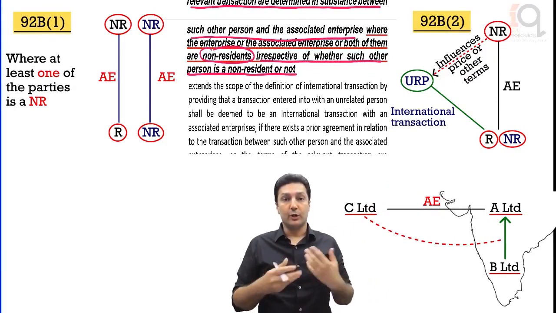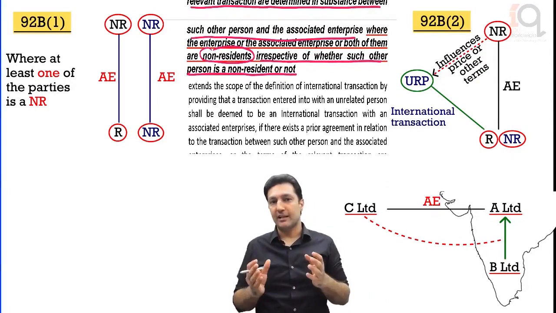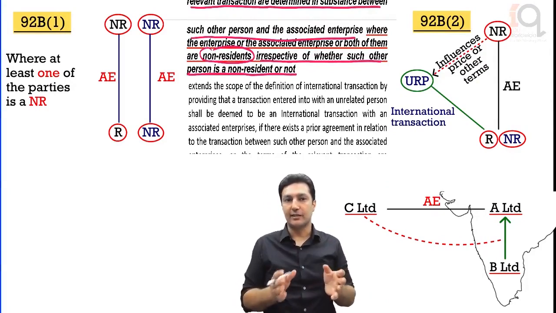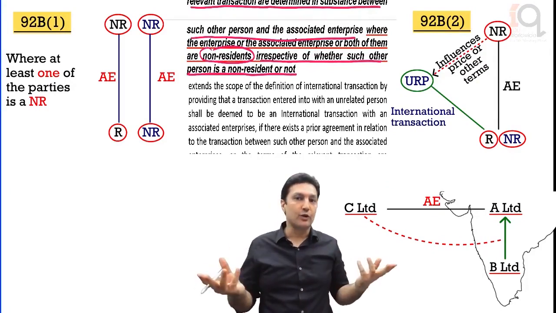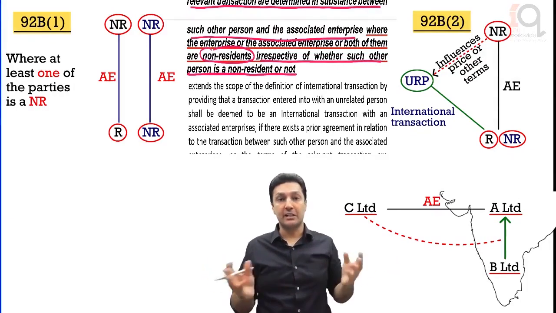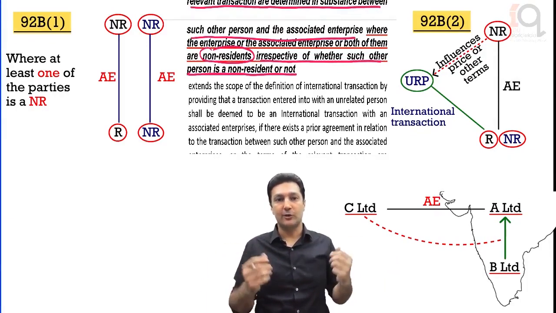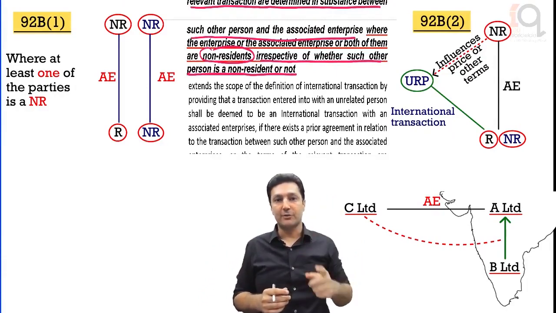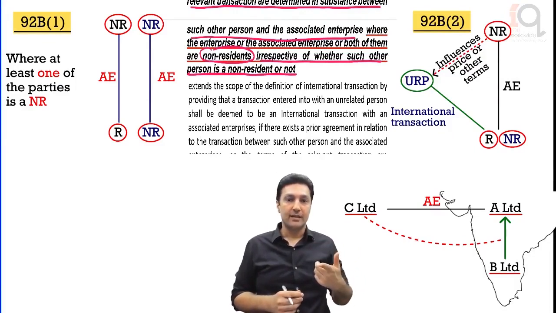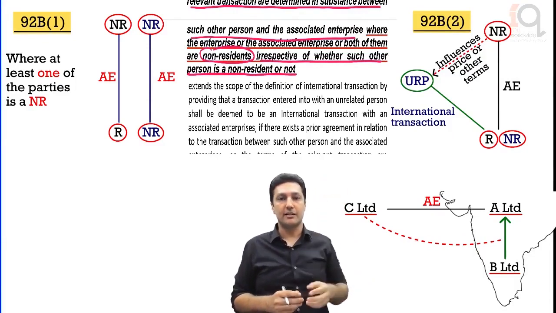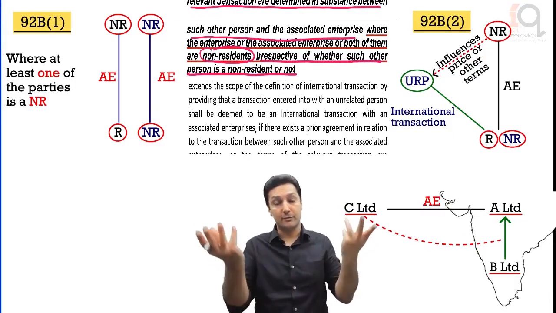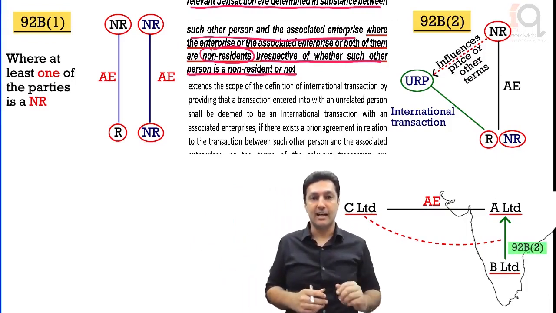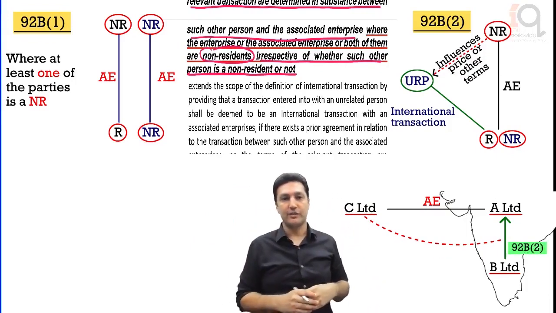Now you can only apply the arm's length price if there is an international transaction between associated enterprises. Now B and A are not associated. It's not even an international transaction because it's in India only, between two residents. 92B1 says that at least one of the parties should be a non-resident, but 92B2 says that even if both are residents, but the price is influenced by an associated enterprise which is a non-resident, then this transaction between two residents will also be deemed to be an international transaction and arm's length price provisions will be applicable.